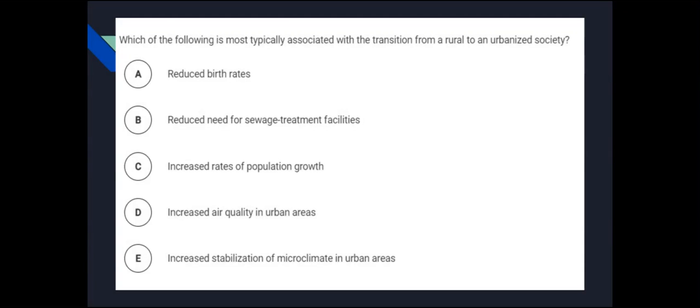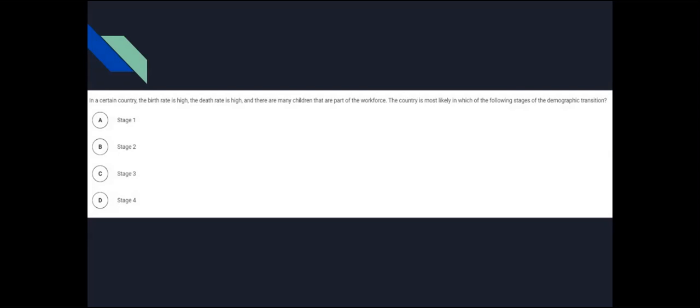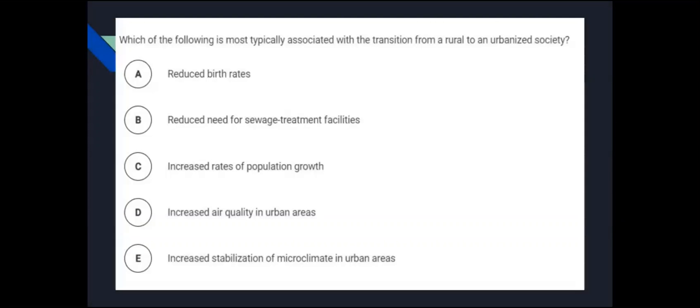Now, a couple multiple choice questions to practice. Which of the following is most typically associated with the transition from a rural to an urbanized society? For this question, the thing that indicates that a society is more urbanized, more modern, is that you're actually going to have reduced birth rates. And that is because of more education for women, increase in technology, and things like that.